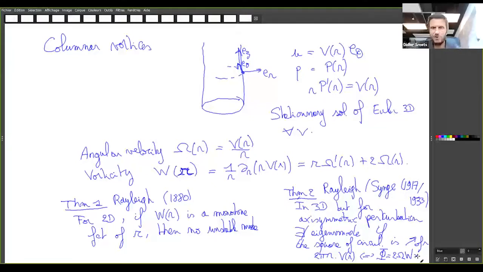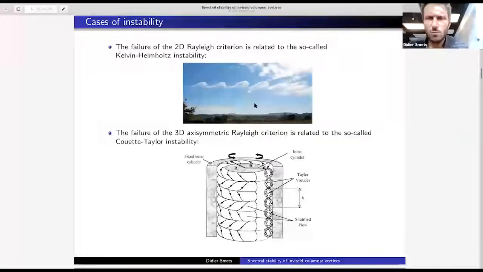Now I have a slide. Maybe I can just show that new share from a seminar. Here I have two pictures of what happens when one of these two criteria is not met in real life. So this is a typical picture of Rayleigh-Taylor, Kelvin-Helmholtz instability.